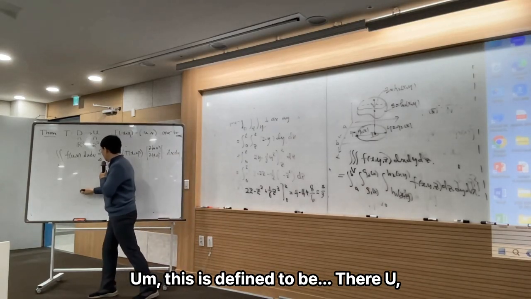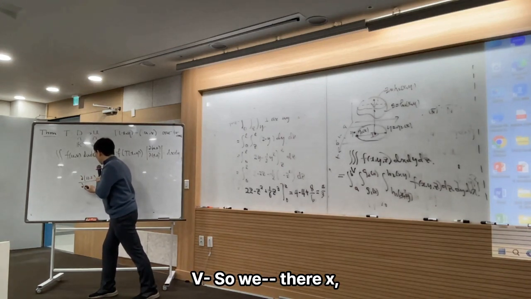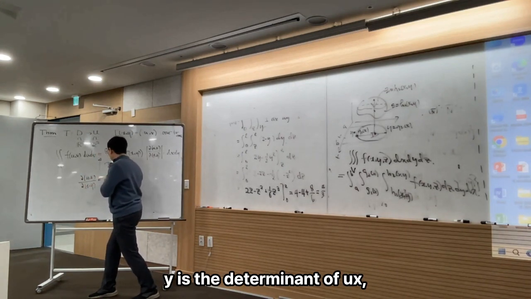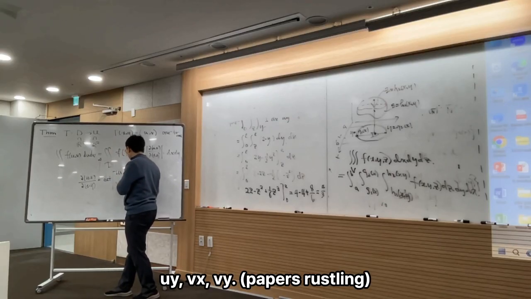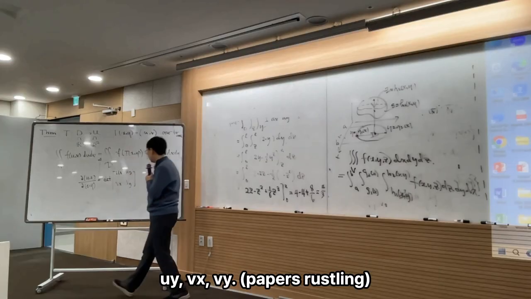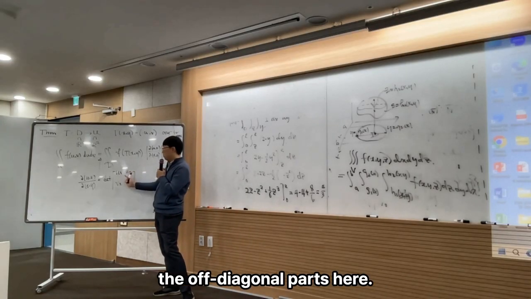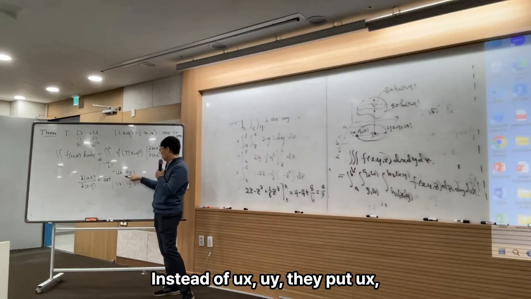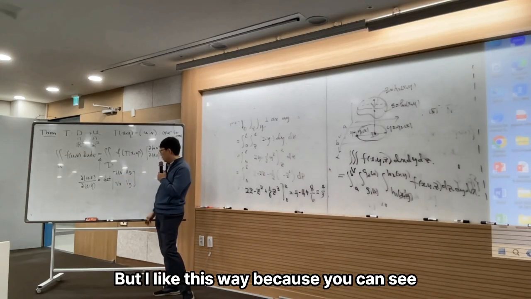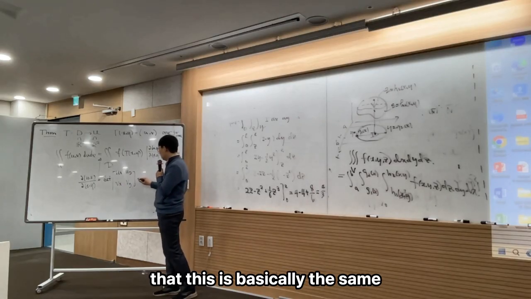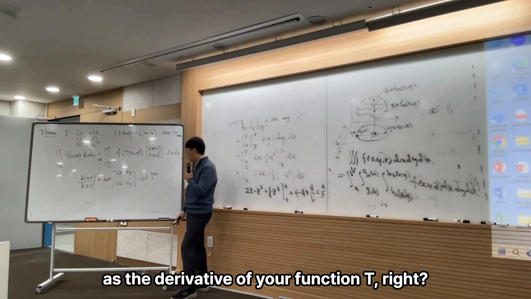∂(u,v)/∂(x,y). This is just notation called the Jacobian. This is defined to be the determinant of ux, uy, vx, vy. Sometimes people exchange the off-diagonal parts here. Instead of ux, uy, they put ux, vx, and uy, vy. But I like this way because you can see that this is basically the same as the derivative of your function T.